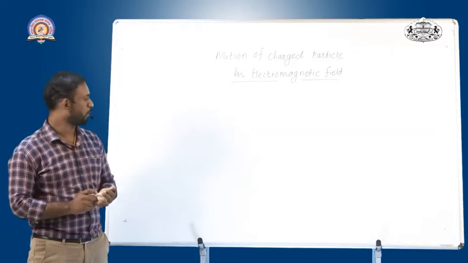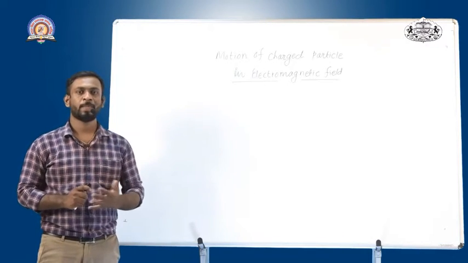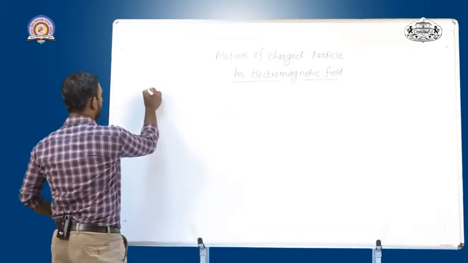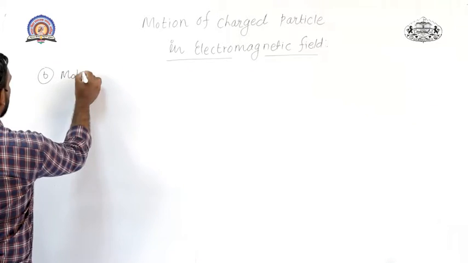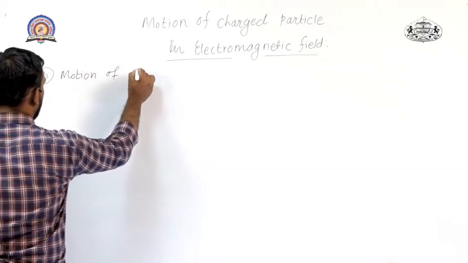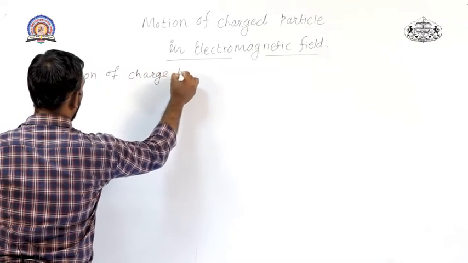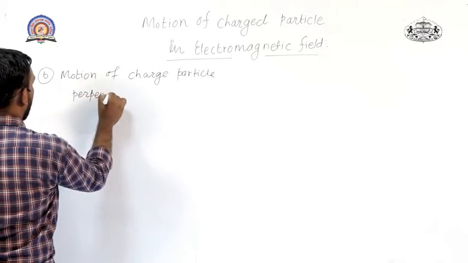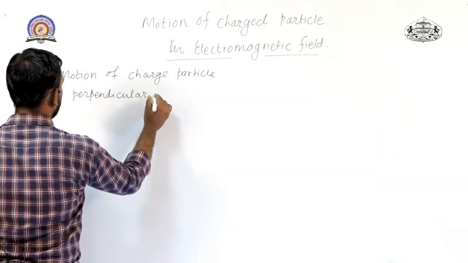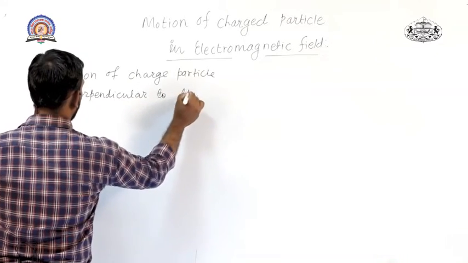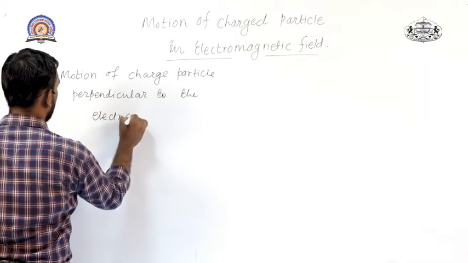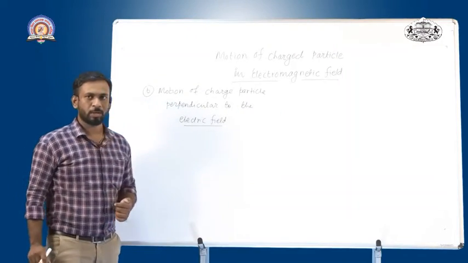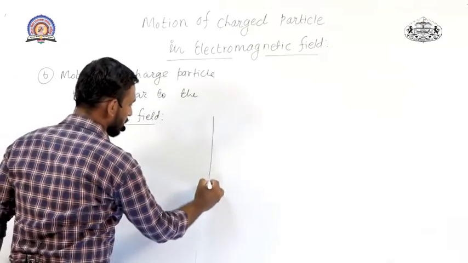Let us look at what the path of the charged particle is and how the charged particle moves in the presence of a perpendicular electric field. So the second part is the motion of a charged particle perpendicular to the electric field. This is something different. So let us represent the situation of the problem.